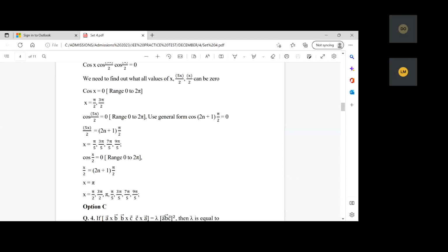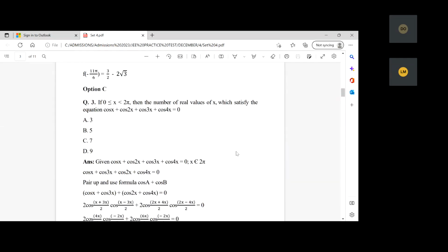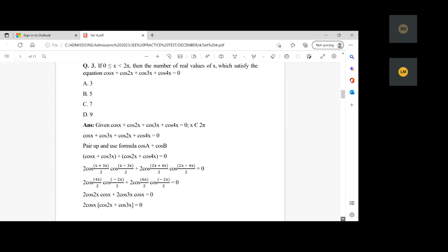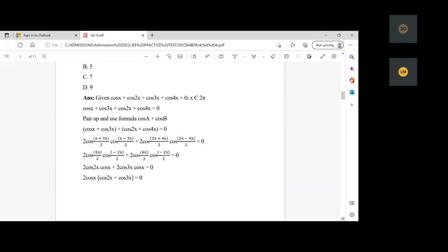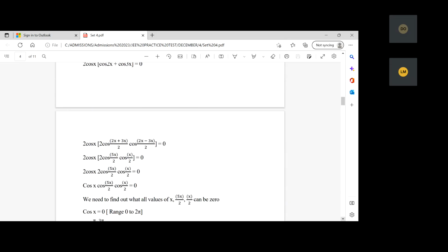So I'll just show this question once again. If there is anything, you can just type it in the chat box. The range is initially given in the question. It is 0 ≤ x < 2π. We need to find the values which satisfy cos x + cos 2x + cos 3x + cos 4x = 0. So you are going to simplify it in terms of x, and you need to find the values in the range 0 to 2π.